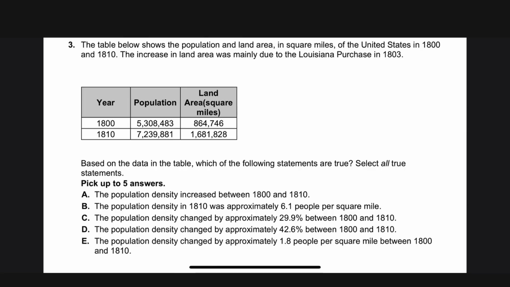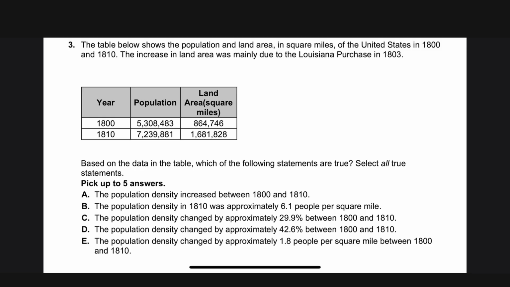All right, in our next problem, it says the table below shows the population and land area in square miles of the United States in 1800 and in 1810. The increase in land area was mainly due to the Louisiana Purchase in 1803. Based on the data in the table, which of the following statements are true? Select all true statements. So if you look at all of the statements, they're all related to population density.